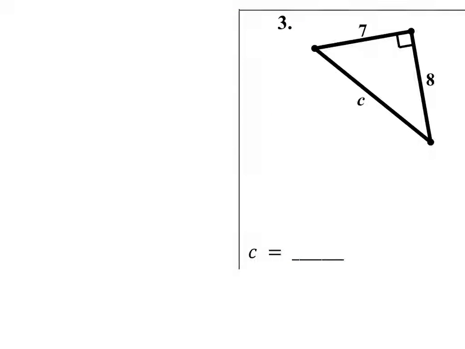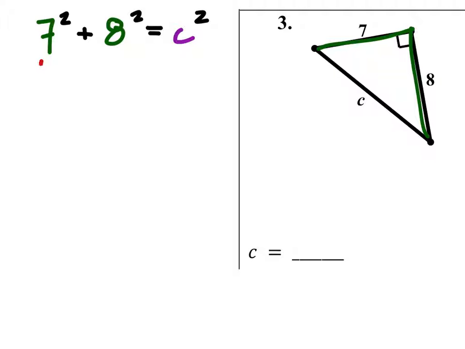All right, 3 I'm going to do a little different. Let's look back at the Pythagorean theorem. In this one, again, it gives us the two legs, which is pretty crucial to know. So I'm going to replace the A with the 7, and then the B will be replaced with the 8, because they are both legs. Now when I square these, I've got 49 plus 64. This would equal C squared.